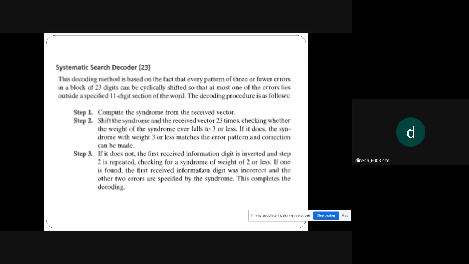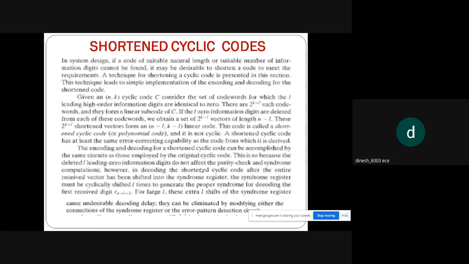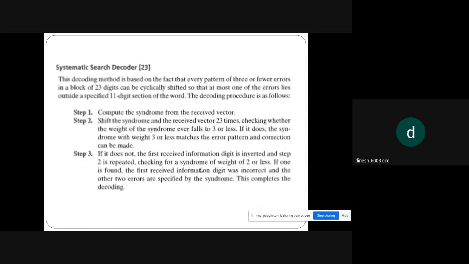So we have a systematic search decoder also. For the systematic one, this decoding method is based on the fact that every pattern of 3 or fewer errors in 23,12 can be cyclic shifted so that at most one error lies outside a specified 11 digit section. The procedure for computing is that first we need to compute the syndrome from the received vector. Then we need to shift the syndrome and the received vector 23 times, checking whether the weight of the syndrome ever falls to 3 or less. If the weight of the syndrome falls to less than or equal to 3, then the error pattern and correction can be done.